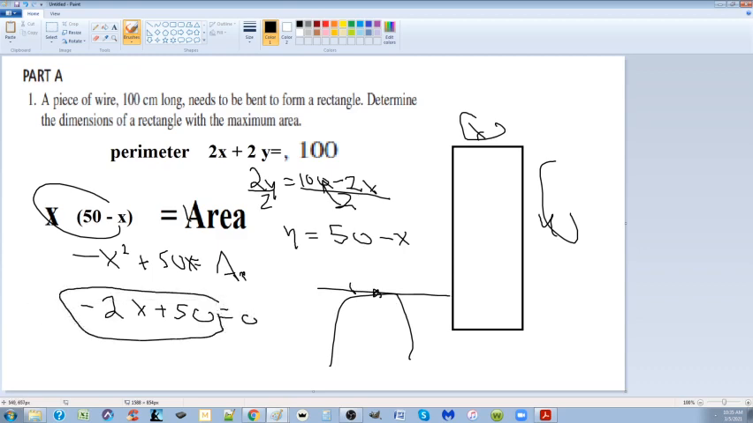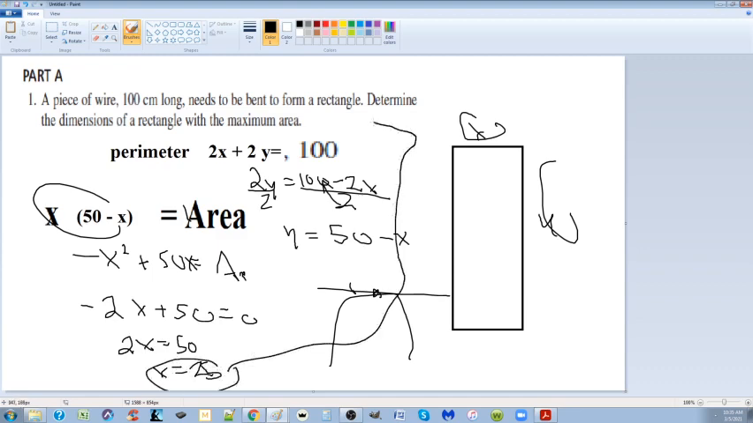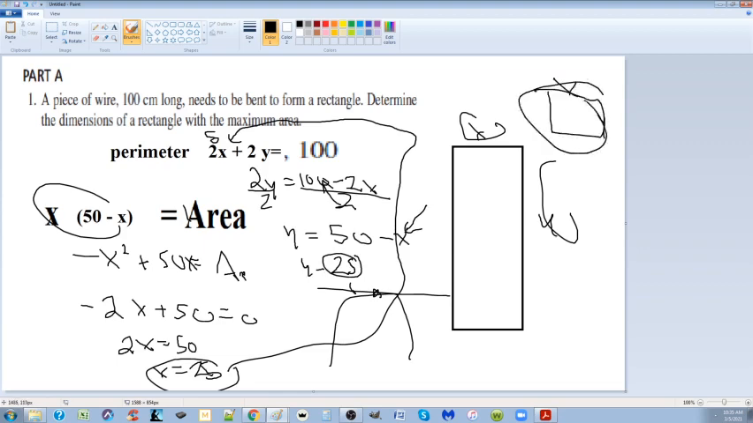This is the formula now for the slope. And I get 2x to one side, I get 50. And lo and behold, x is equal to 25. Now here's the key. Now that I have 25, I have to go all the way back to this formula, plug it into there, or better yet, plug it into here. So 25 is there, which means y is also, lo and behold, 25, which means I actually have a square, because a square is always going to be the most optimized shape over a rectangle. So I have dimensions of 25 by 25.